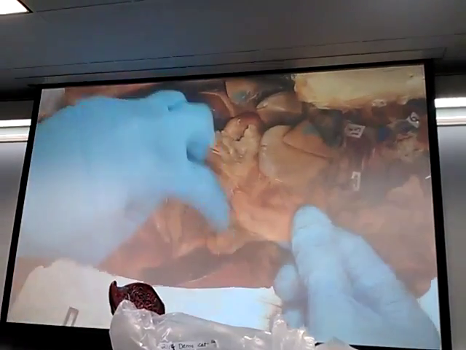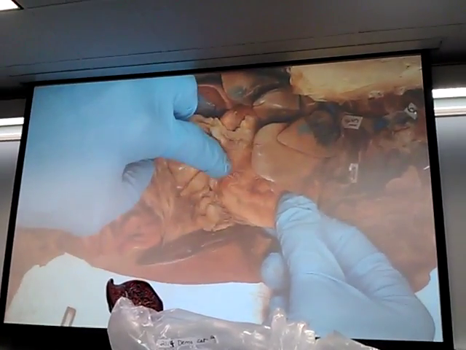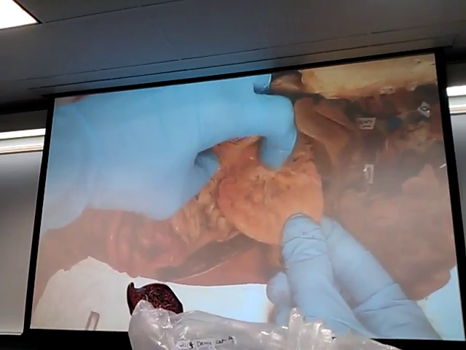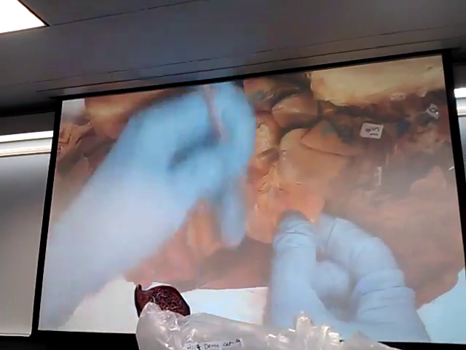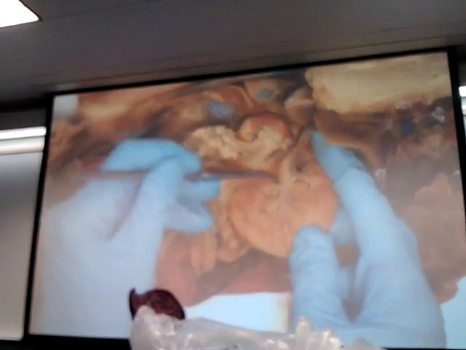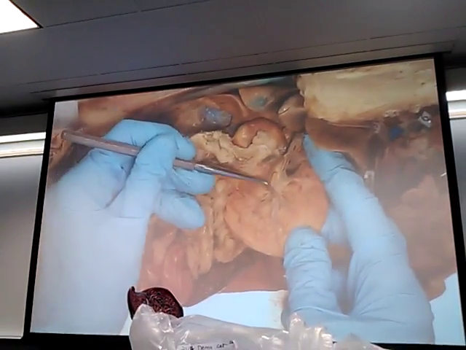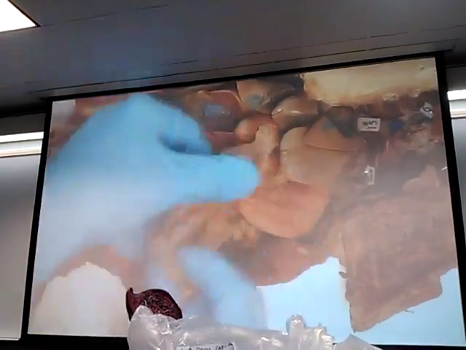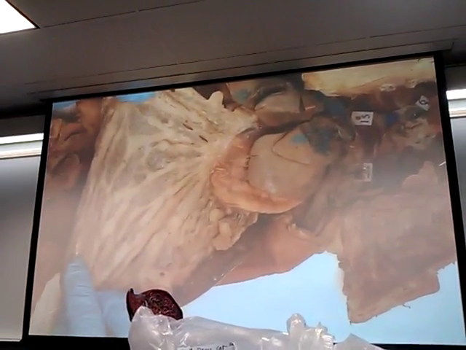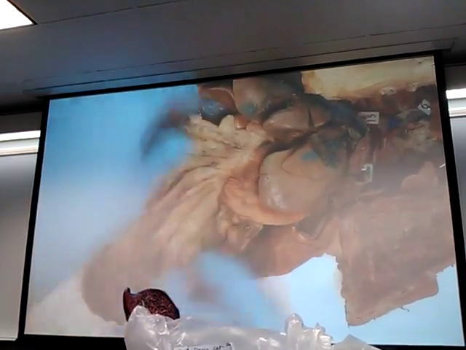Here is the greater curvature. Here is the lesser curvature. And notice in that lesser curvature, this is the lesser omentum. And then this is the greater omentum. Okay.